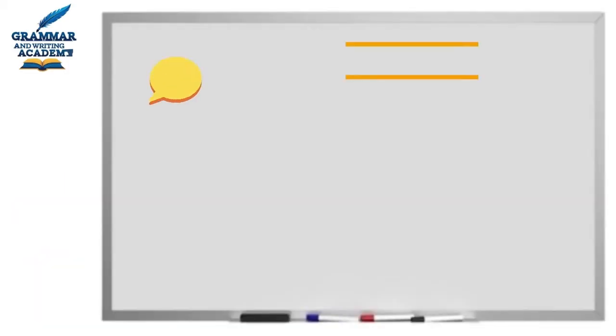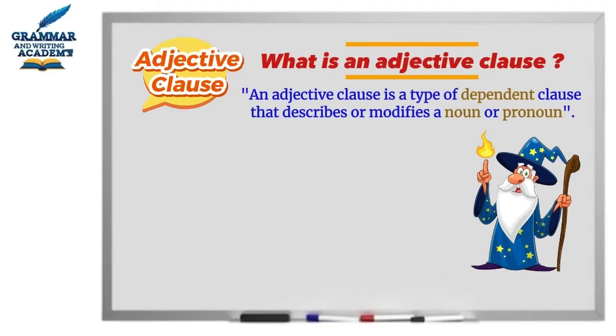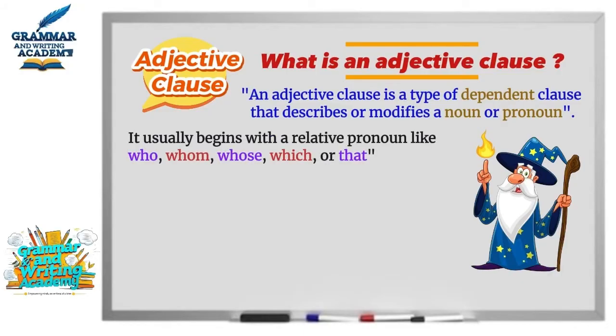Best of luck. Now let's talk about the adjective clause. What is an adjective clause? An adjective clause is a type of dependent clause that describes or modifies a noun or pronoun. It usually begins with a relative pronoun like who, whom, whose, which, or that.